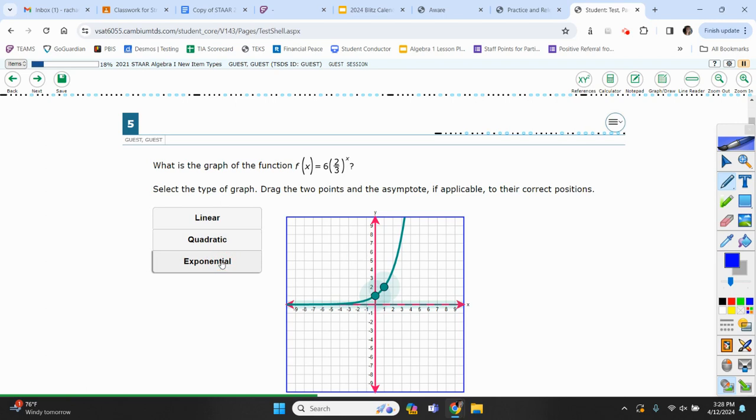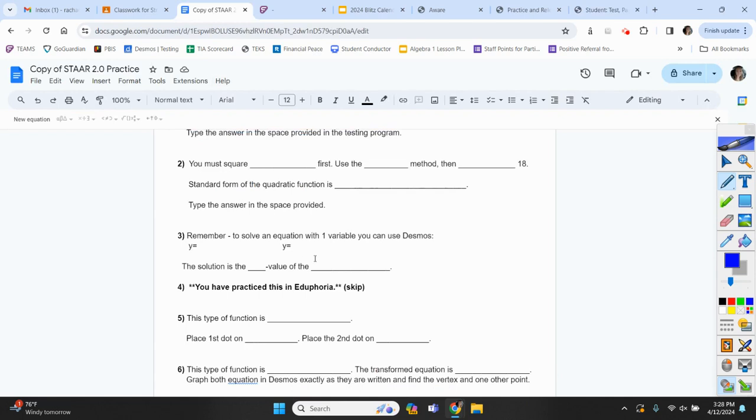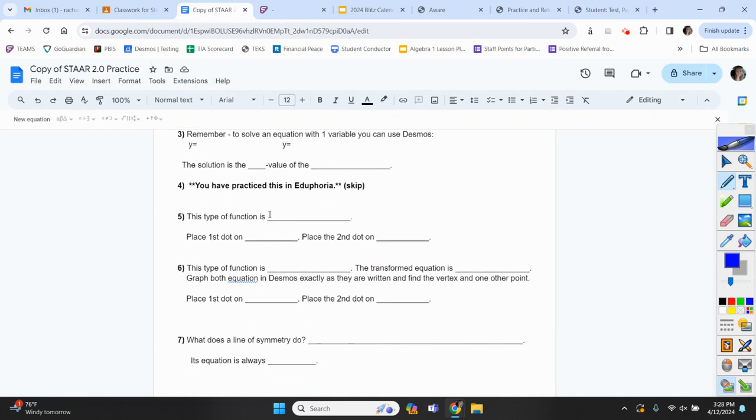And then it says drag the 2 points and the asymptote if applicable. That means sometimes you drag the asymptote, but if applicable means if you have to. So in this case, we're not going to have to move the asymptote. Let me go back to the paper here, number 5. This type of function is exponential.